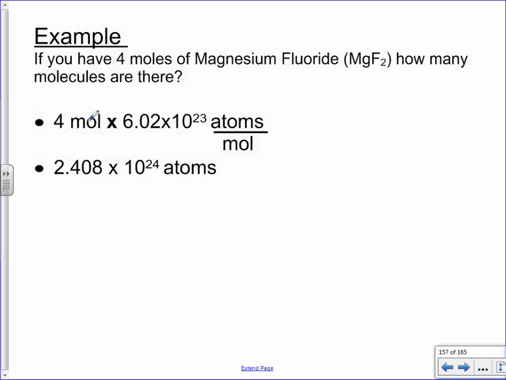Here is a mole symbol on the top of a fraction. Here is a mole symbol on the bottom of a fraction. We can cancel this symbol and this symbol right here, and that tells you how many atoms there are. So what we need to do is take 4 and times it by 6.02 times 10 to the 23. It's going to be a big number.